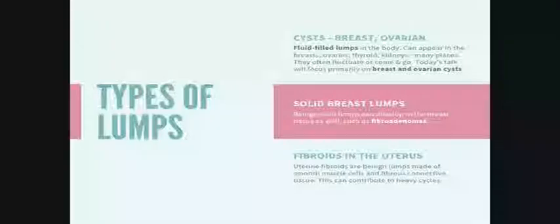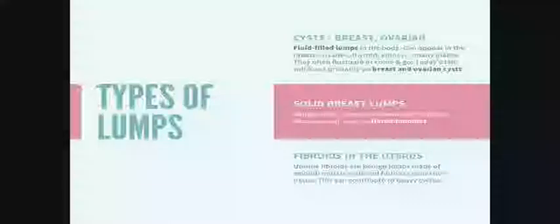And then fibroids are in the uterus. They would be along the uterine lining, and they can be built up of smooth muscle cells and fibrous connective tissue. So some of these lumps have similar characteristics or similar root causes, but they might pop up in different areas of the body, and they might be more fluid filled or more solid depending on the type of tissue that is developing.